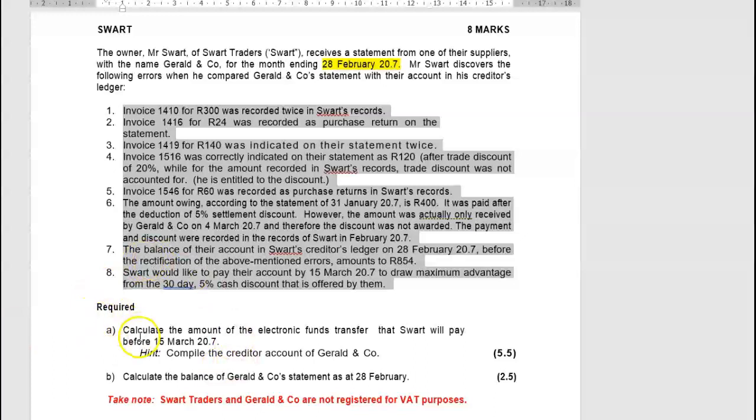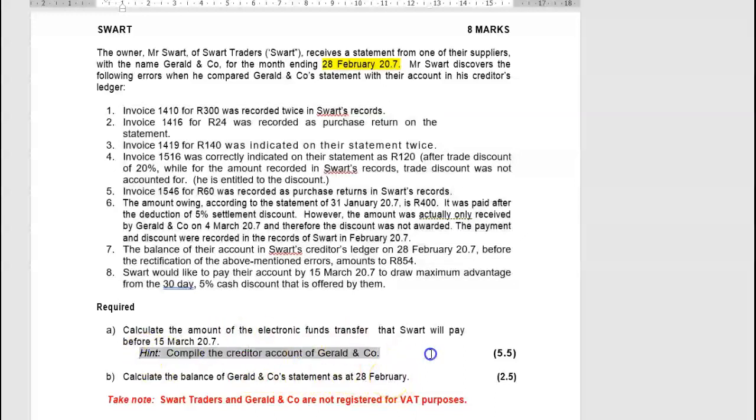And they require from you to calculate the amount of the electronic funds transfer that Swart will pay before 15 March 27. Now, they give you a hint. They say compile the creditor account of Gerald and Company, and the B side of the story is calculate the balance on the statement of Gerald and Company as at 28 February. Now, this hint here is really not needed to be given.